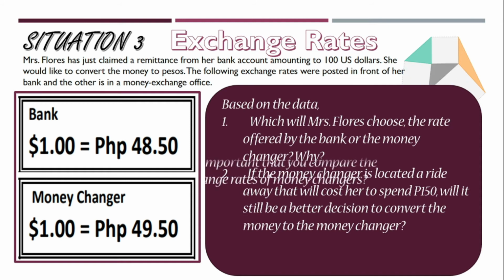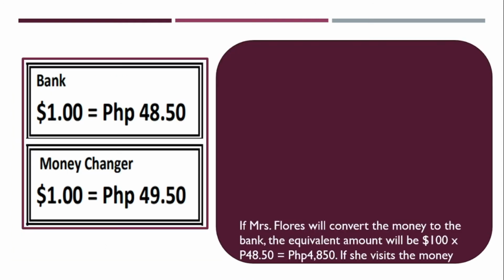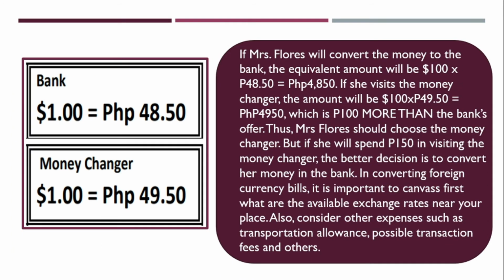And then, is it important that you compare the exchange rates of money changers? So, if Mrs. Flores will convert the money to the bank, the equivalent amount will be, $100 di ba yung meron siya? So, i-times natin sa 48 pesos and 50 centavos. So, that is equal to 4,850 pesos kapag sa bangko niya pinapaltan. Now, if she visits the money changer, the amount will be $100, yung pera niya, multiplied by 49 pesos and 50 centavos, magiging 4,950 pesos yung pera niya. So, mas malaki ng 100 pesos kesa dun sa bangko.